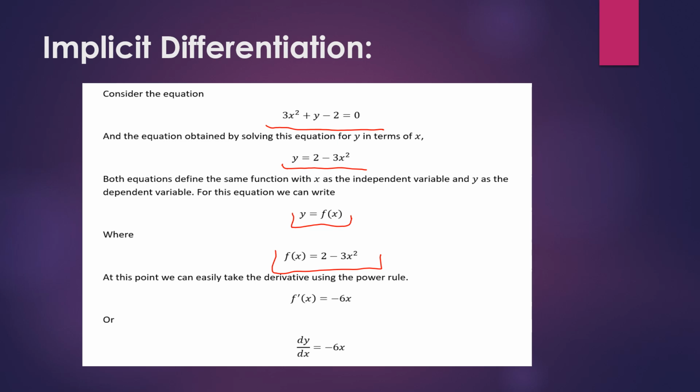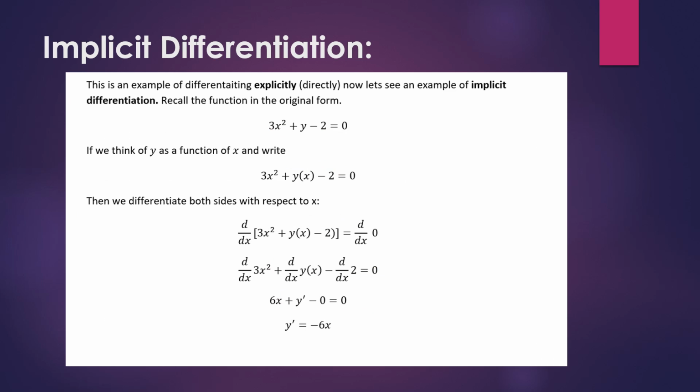So if we wanted to take the derivative here, it would be as simple as using the power rule. The derivative of 2 is 0, and the derivative of negative 3x squared is negative 6x. So I could say that f prime of x is negative 6x, or we know that we could rewrite this as dy dx: the derivative of y with respect to x is negative 6x. So this is an example of differentiating explicitly or directly.